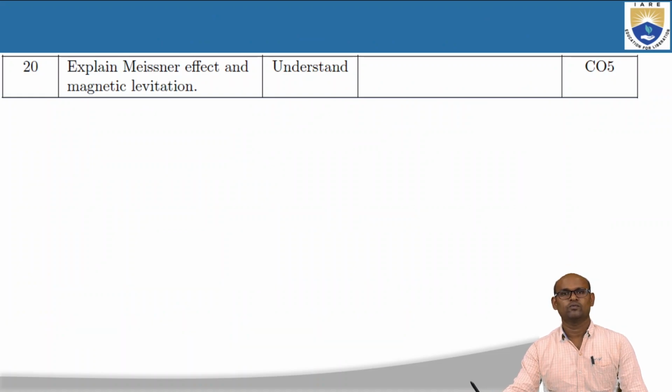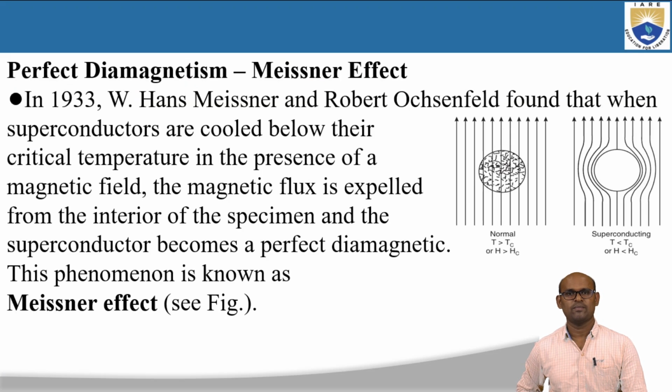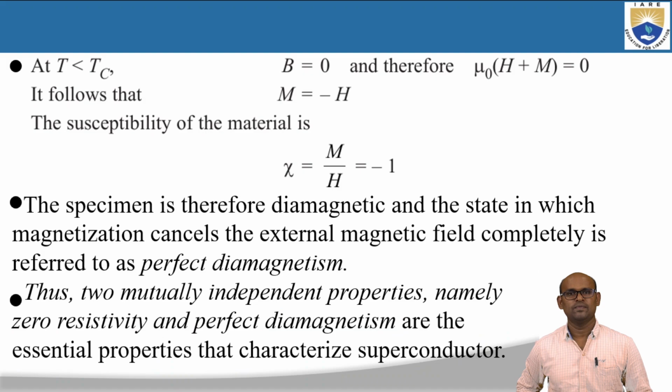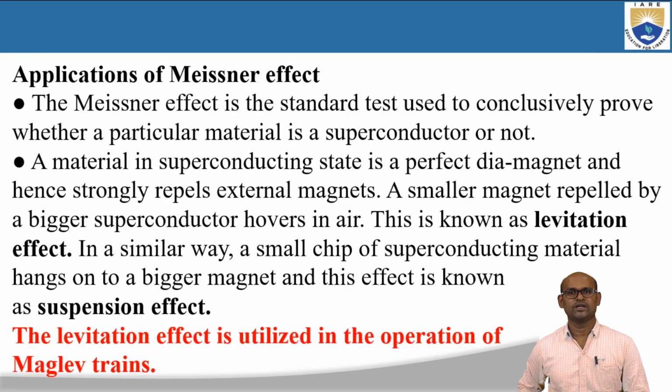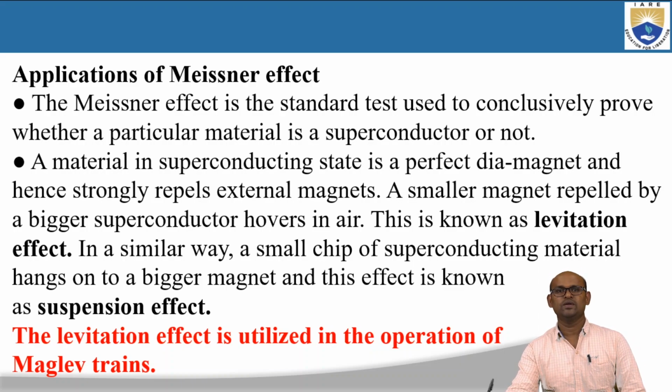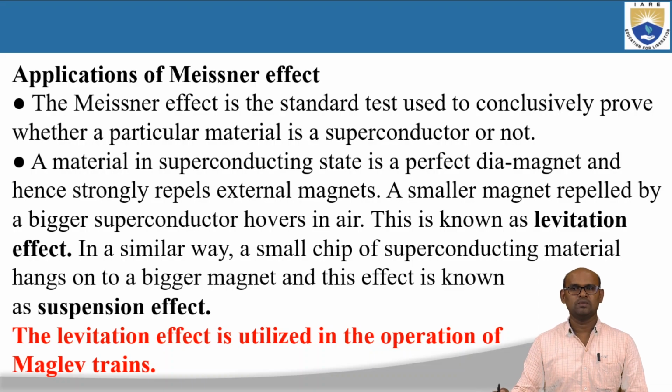The last question is to explain the Meissner effect and magnetic levitation. We have discussed the Meissner effect, or perfect diamagnetism, many times now, and one of its important applications is maglev trains. The Meissner effect is the standard test used to conclusively prove whether a material is in the superconducting or normal state. A material in the superconducting state acts as a perfect diamagnet and hence strongly repels external magnets. This is called the levitation effect, and it is used in the operation of maglev trains.